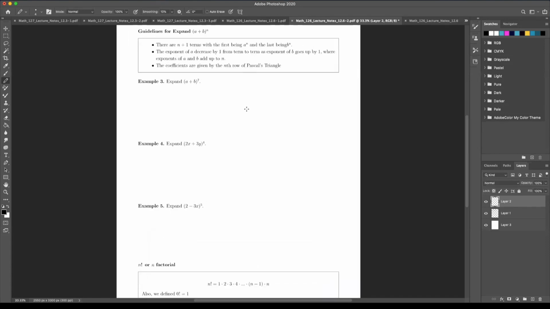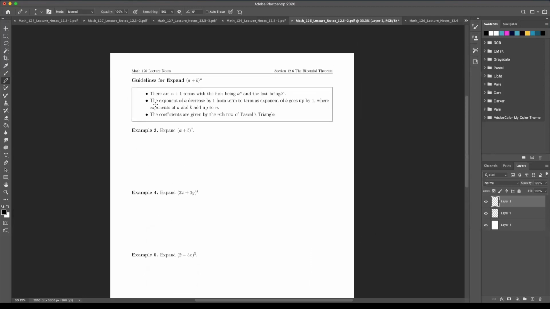General guidelines for this: if I want to expand this, there are n plus 1 terms, with the first being a to the n and the last being b to the n. So those are my first and last terms. The exponent decreases on a from term to term, so it goes down by 1 as b goes up by 1. And the exponents, every time I add them up, should add up to n. So if you're ever confused, just add up the exponents and see how you're doing. And the coefficients are the nth row of the Pascal triangle. So given that, we should be able to expand all these, and we'll go through them.